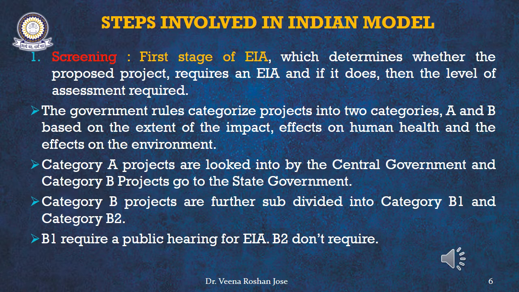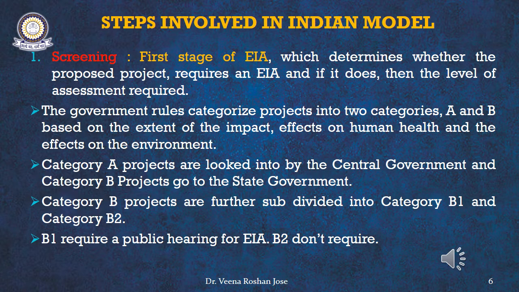The government rules categorize projects into 2 categories. If you go through the notification, you can see all these things clearly given. The categories A and B are based on the extent of the impact, effects on human health and effects on the environment. So all the projects which are proposed come broadly under 2 categories, category A and B.